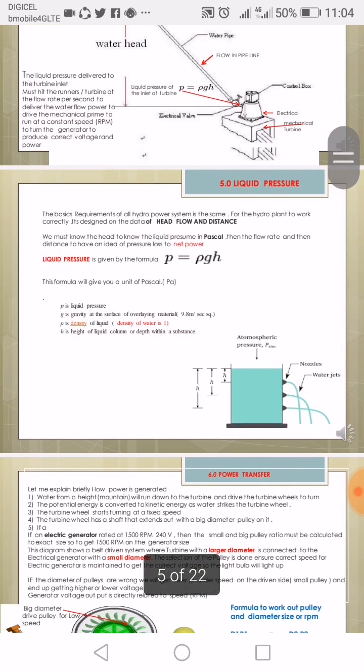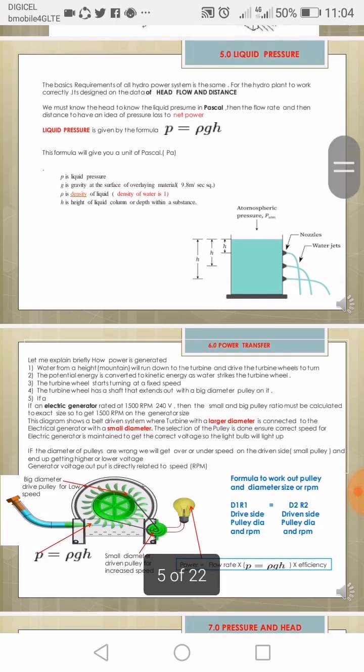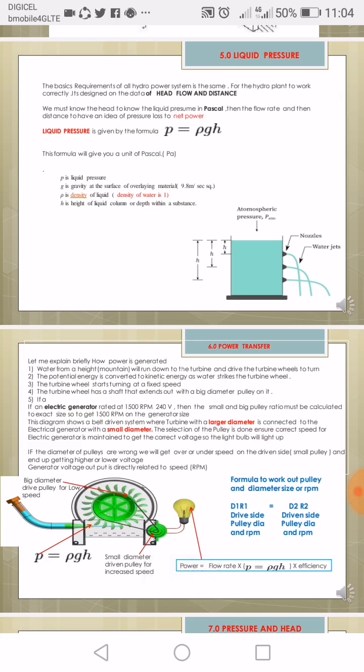Okay, maybe go to the slide again. On top, it's the slide. And you can look in the tank here, the top one here. It's the tank here. Liquid pressure. The basic requirements of all hydropower systems are the same for every hydro plant, with the triple data: head, flow, and distance. We must know the head to know the liquid pressure in Pascal. Pressure here is in Pascal. When you do the calculation, your pressure will be in Pascal, and not in kilogram per centimeter squared. And we don't use bar, and we don't use PSI. Those are unit values, but for this formula you use Pascal.